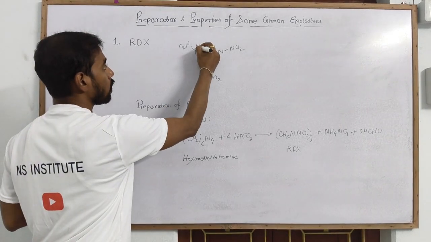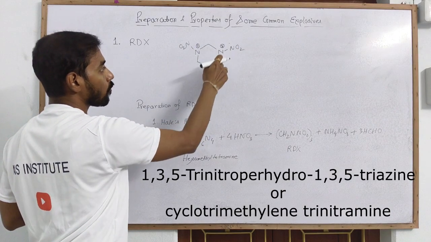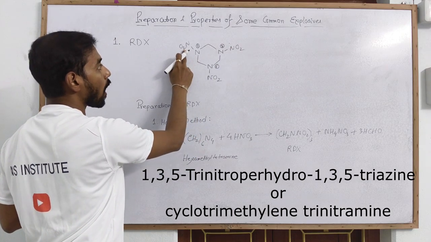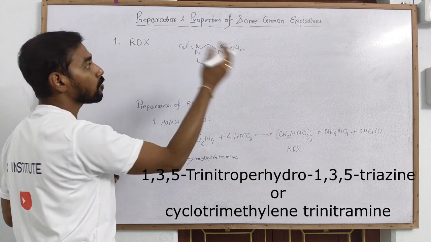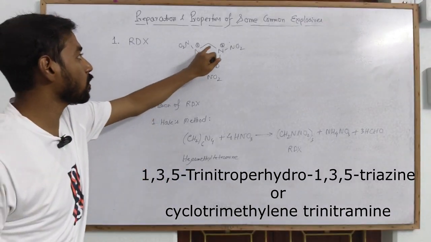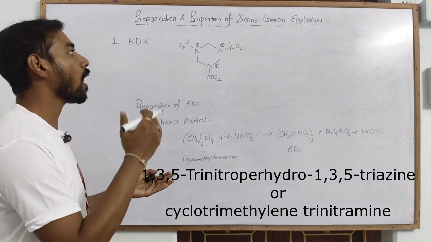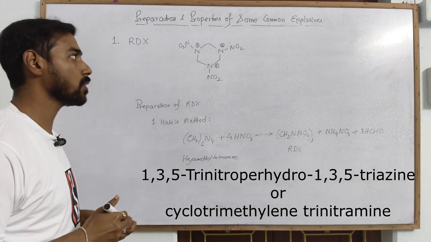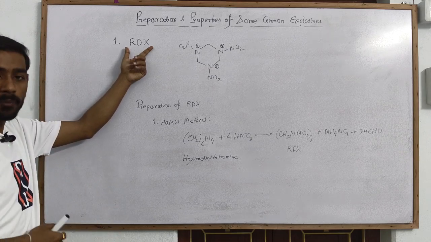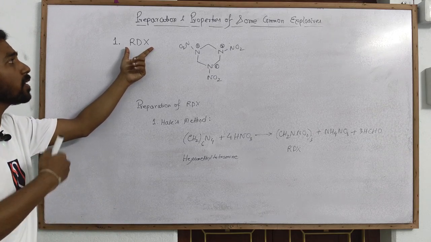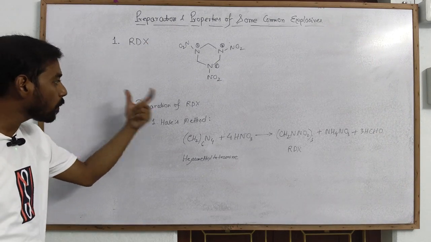This is position 1, then this will be position 3, then this will be position 5. So 1,3,5-trinitroperhydro-1,3,5-triazine. RDX is basically a white solid. It doesn't have any taste or smell, and it can be stored easily for several years. Now how can we prepare this RDX?